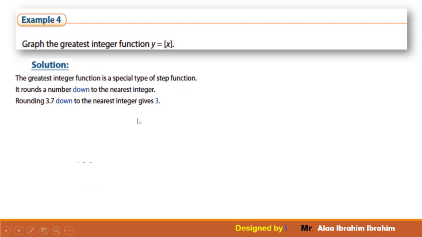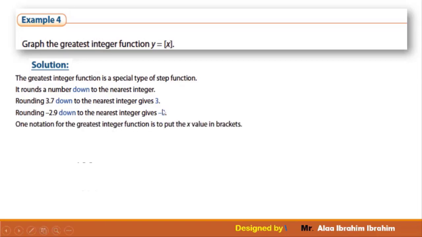So the rounding for negative 2.9. Don't tell me negative 2. Negative 2 is not less or down from negative 2.9; it's more than negative 2.9. So with negatives, I make it negative 3, because negative 3 is the smaller one, the smallest below negative 2.9.